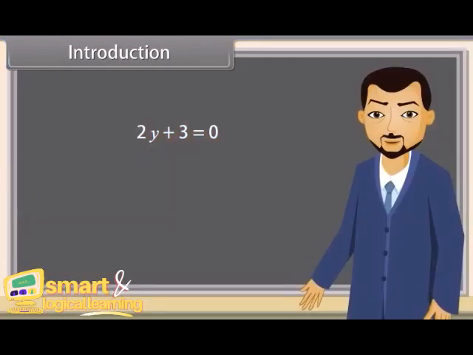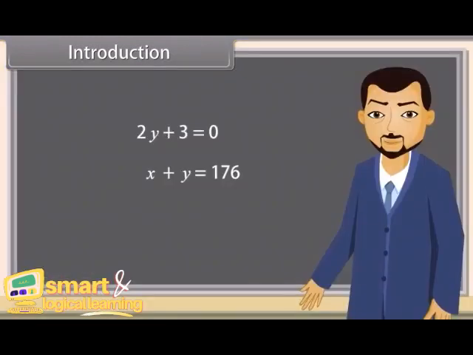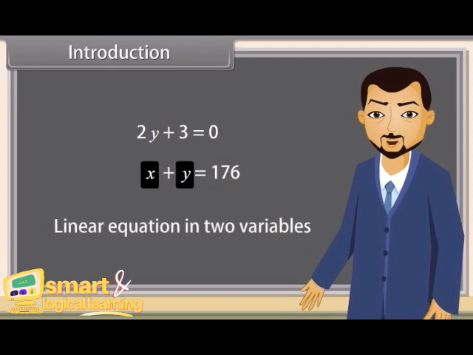Correct. Now tell me which equation is this? This is also a linear equation. Yes, this is also a linear equation, but it has two variables, x and y. So it is called a linear equation in two variables.